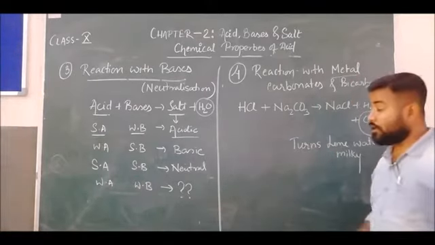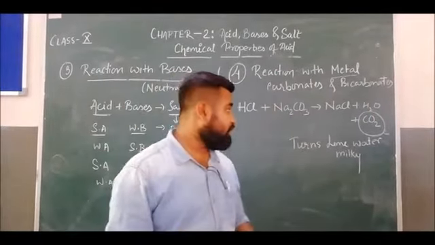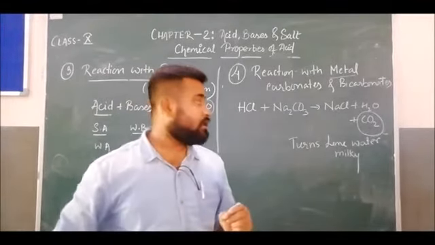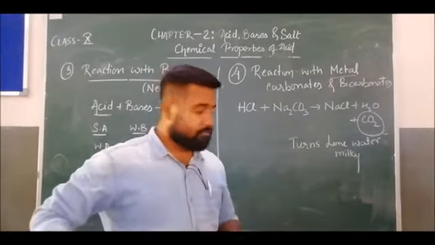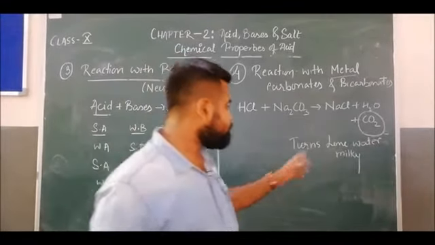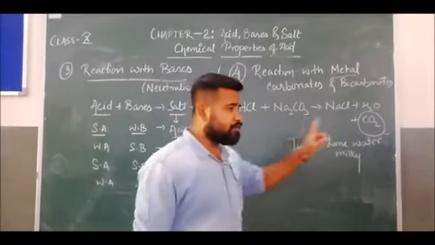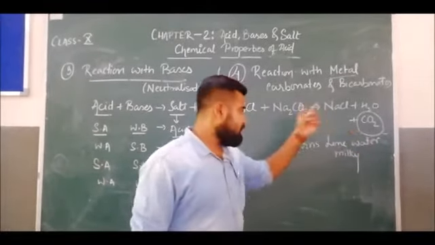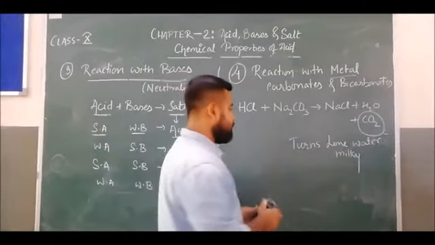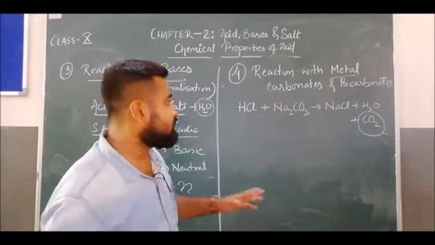Turns lime water milky. It means that gas is carbon dioxide gas. So whenever the gas liberated turns the lime water milky, that gas is called carbon dioxide gas. Clear? So what is the important characteristic of carbon dioxide gas? That it turns the lime water milky. Okay. So what is the important characteristic of this reaction?